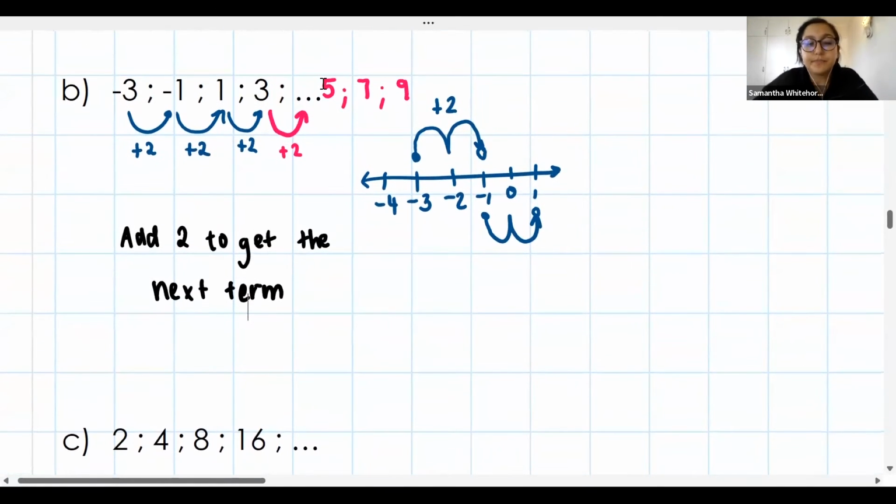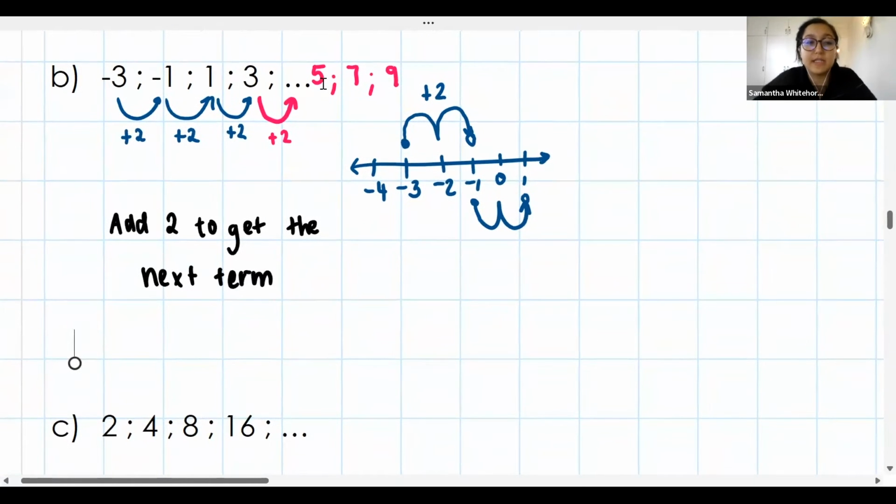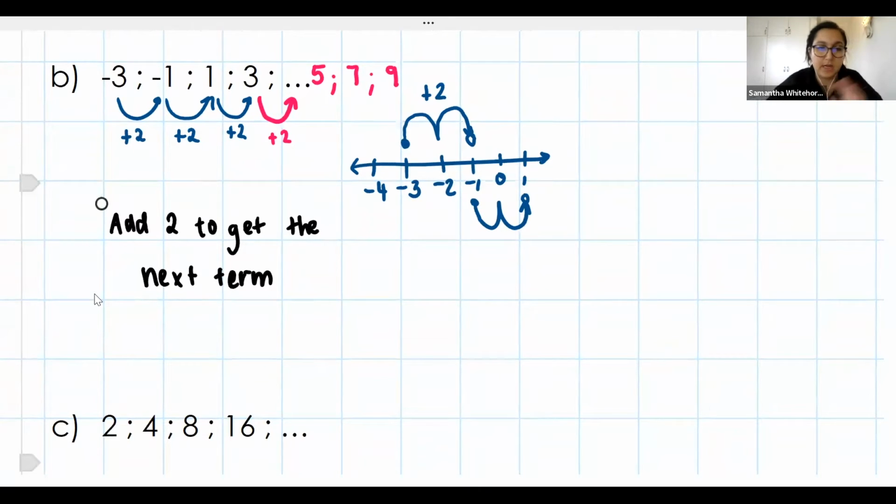All right, so I want you to try C. Let's see what you come up with. So C is the pattern 2, 4, 8, 16. And it keeps going. So start off by just seeing what is the pattern. What are you doing to 2 to get to 4, to 4 to get to 8 to get to 16? Remember, it can be anything. Adding, subtracting, multiplying, dividing. How do we get from one term to the next? You can pop it in the chat. Remember, the question is, I want the next 3 terms and for you to describe it in words.